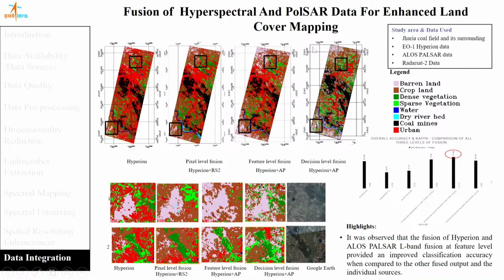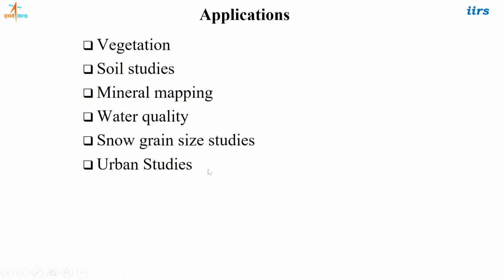Then we can integrate data with SAR images also. We did pixel level and feature level fusion with C band and L band data, and we found that feature level fusion was giving a better result, and decision level fusion is also giving a good result compared to pixel level fusion and your normal hyperspectral data.